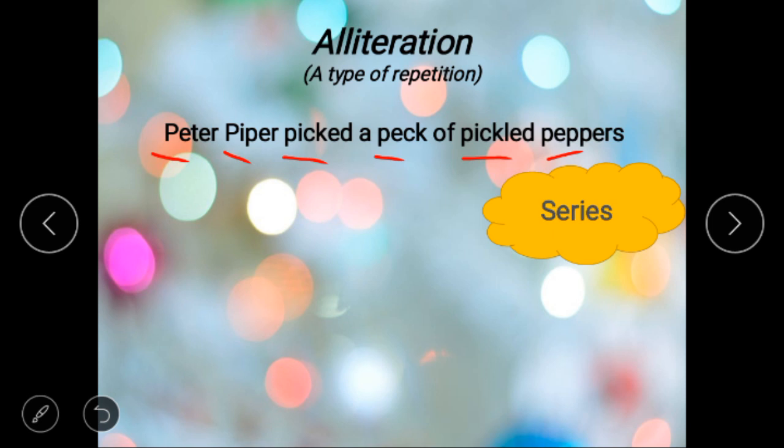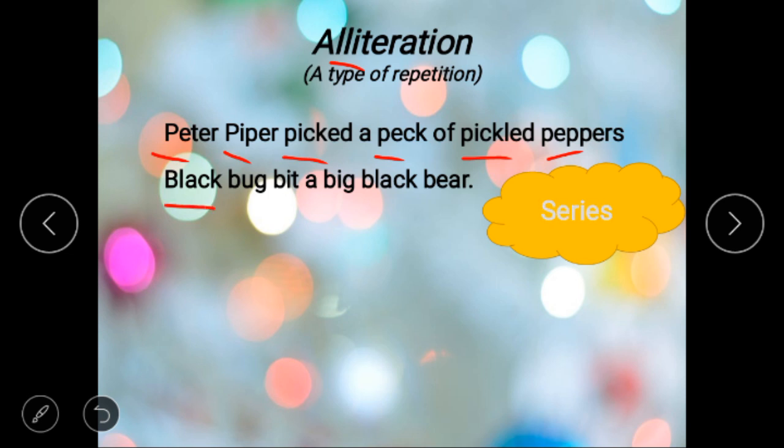You can remember alliteration by remembering these two L's in the spelling, but nevertheless, this is how it goes on. Now it's not actually about the letter, it's more about the sound. You'll see that in the next examples, but let's take this for an example. Black bug bit a big black bear. The sound b is being repeated again and again. That's why we can say that alliteration has been used, but here the letter is also being repeated.